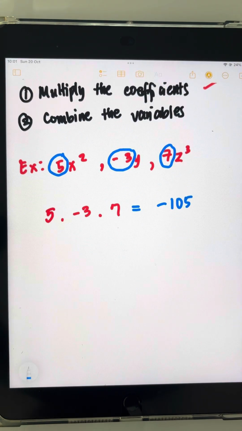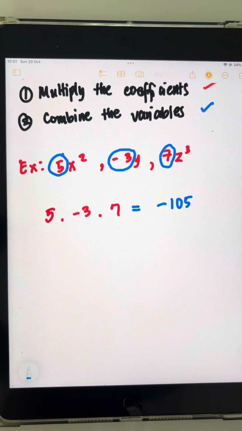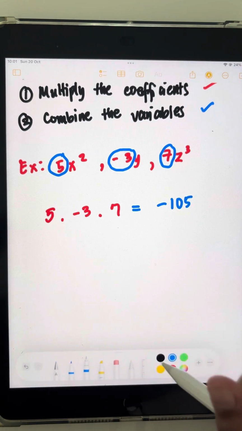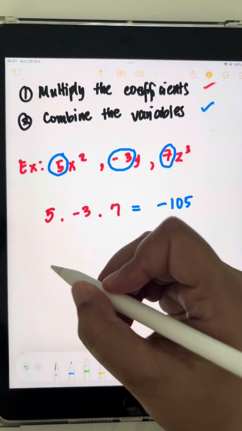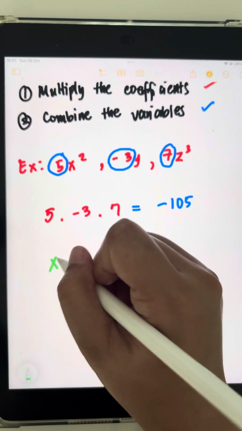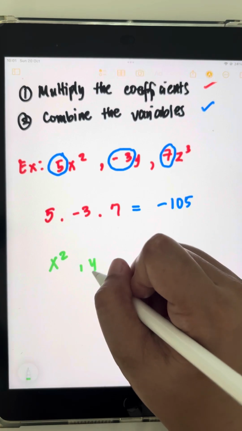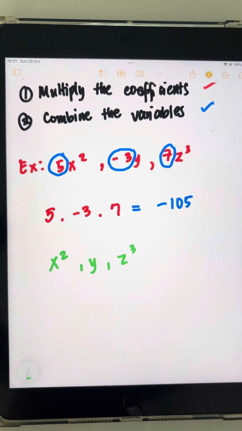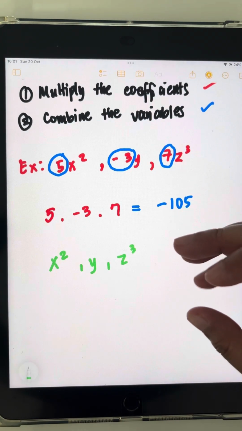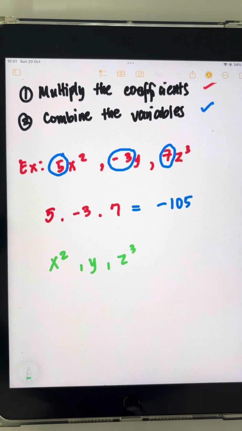And now you have to combine. The second step is to combine the variables. The variables are x squared, y, and then z cubed. But you cannot combine them together because they have different bases, so they are going to remain.